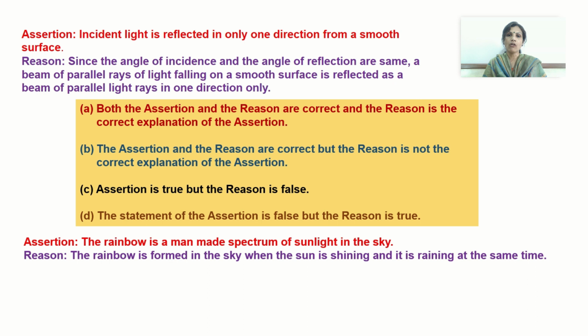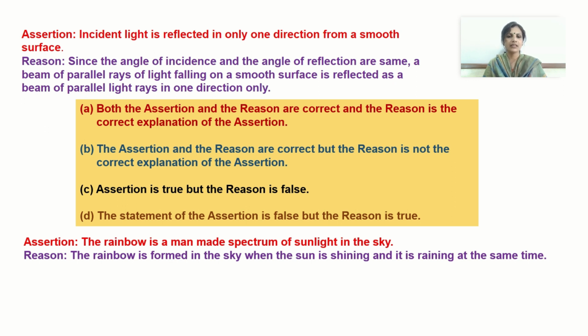The rainbow is formed in the sky when the sun is shining and it is raining at the same time. Yes, the reason is absolutely correct. So what is your option here? That the assertion is false, but the reason is the correct explanation of the assertion. Alright, so this is how you have to select the answer. So option D is the correct option here, that the statement of assertion is false, but the reason is true.